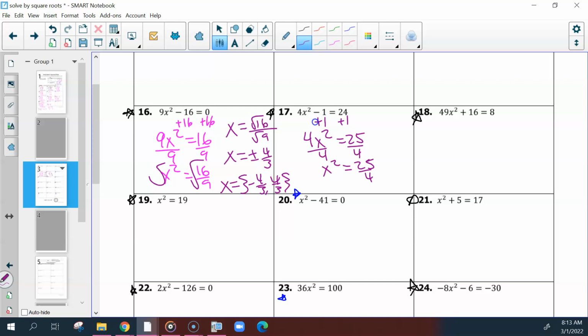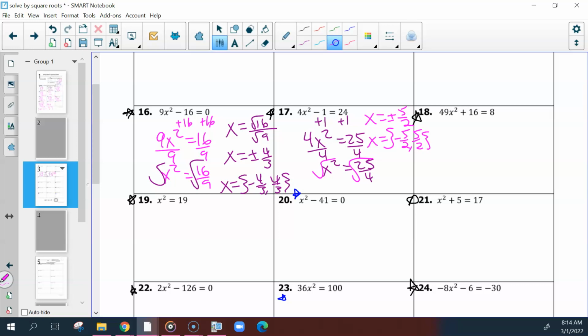When we take the square root, what fraction would we get? 5/2. Plus or minus 5/2. So that would give us x equals negative 5/2 and positive 5/2. Let's try number 18.